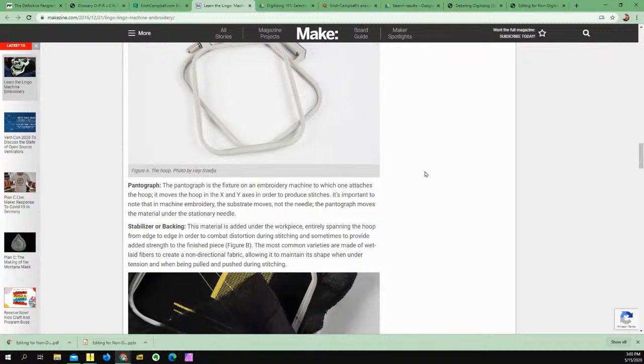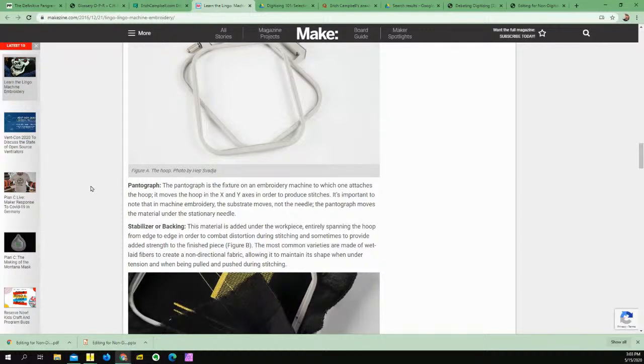But one of the terms that people have gotten confused about before is pantograph, right? What is the pantograph? The pantograph on an embroidery machine is the fixture that moves. You attach the hoop to it, and it moves in the X and Y axis. So someone who refers to a pantograph, or there actually is a brand of embroidery machines called Pantograms, that's what we're talking about. Pantograph is that fixture that moves, and that has not changed a great deal since the first embroidery machines that did this.